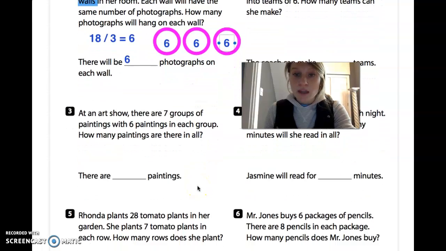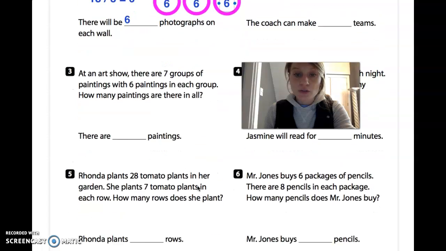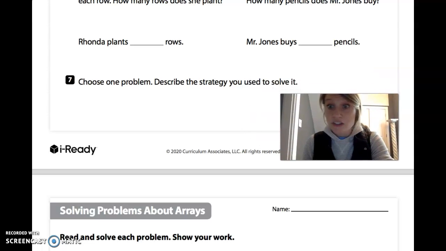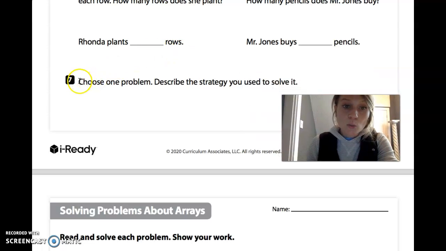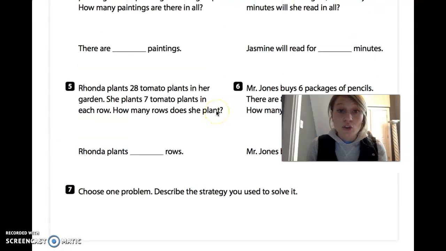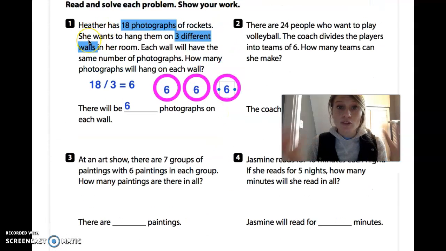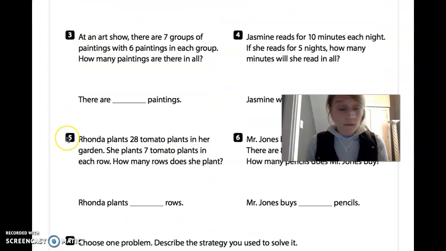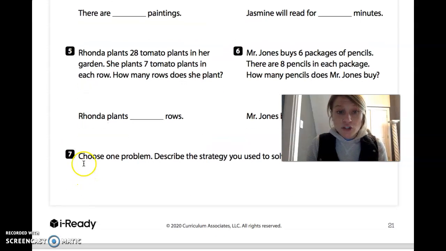All right. Now you're going to finish doing number 2, 3, 4, 5, 6. And then this is my favorite question right here. And then you're done for today. Choose one problem and describe the strategy used to solve it. So this is where I need a sentence. What did you do to solve it? So if you want to pick this problem, describe it. What did you do? If you want to pick number 5, great. What did you do to do that? So I want to make sure I see a complete sentence here when I see your work today.